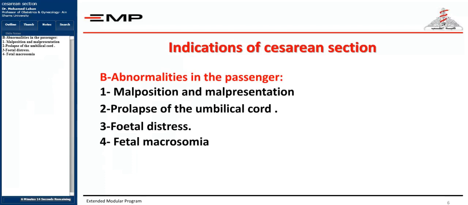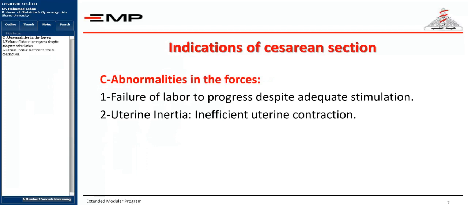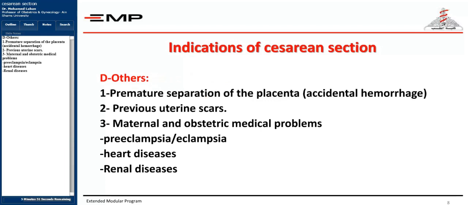B. Abnormalities in the passenger. Malposition and malpresentation. Prolapse of the umbilical cord. Fetal distress. Fetal macrosomia. C. Abnormalities in the forces. Failure of labor to progress despite adequate stimulation. Uterine inertia: inefficient uterine contraction. D. Others. Premature separation of the placenta, accidental hemorrhage. Previous uterine scars. Maternal and obstetric medical problems: preeclampsia/eclampsia, heart diseases, renal diseases.